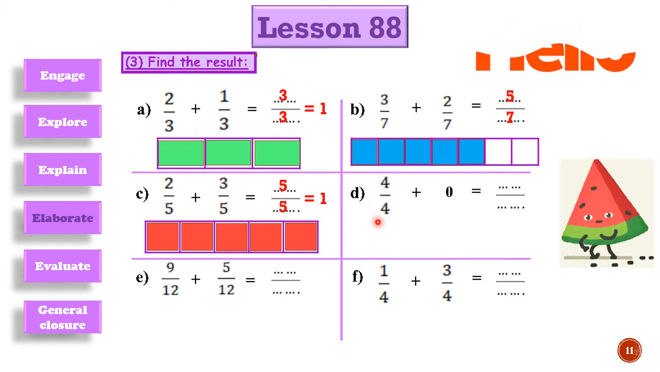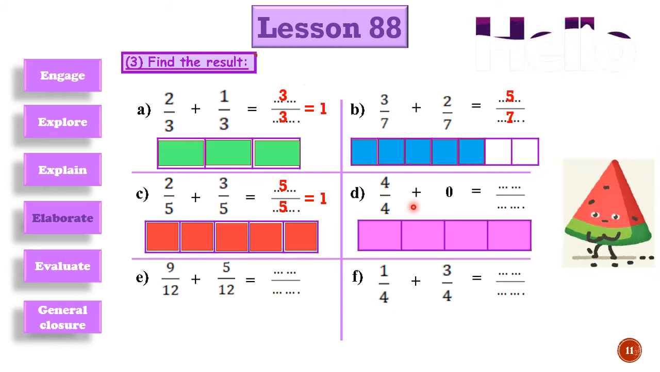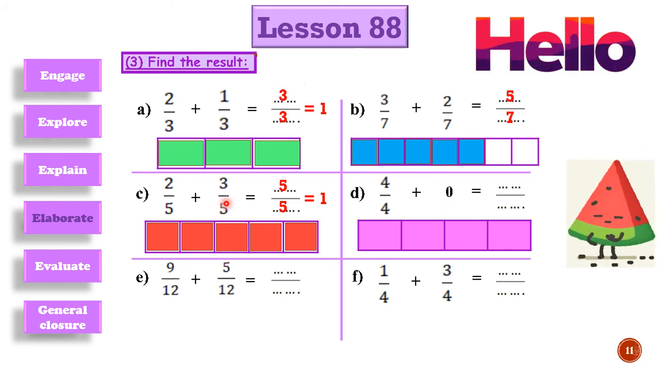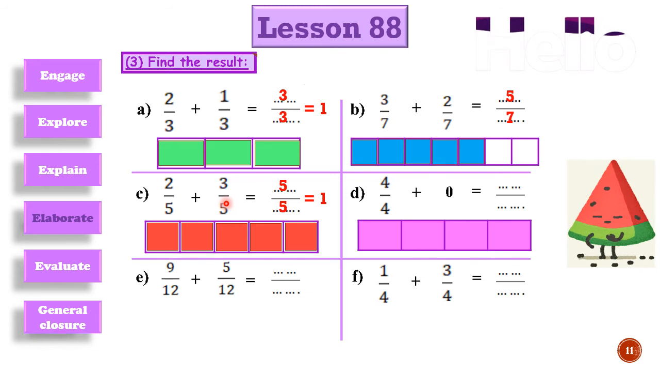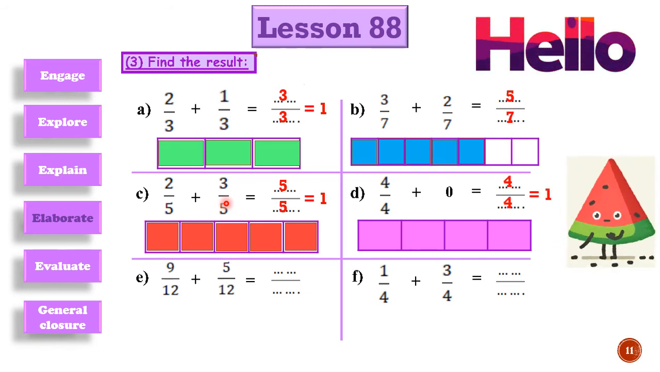Here we have 4 fourths, like this, plus 0. 0 means 0 fourths. Then anything plus 0 equals the same thing. It will be 4 fourths, which is equal to 1.